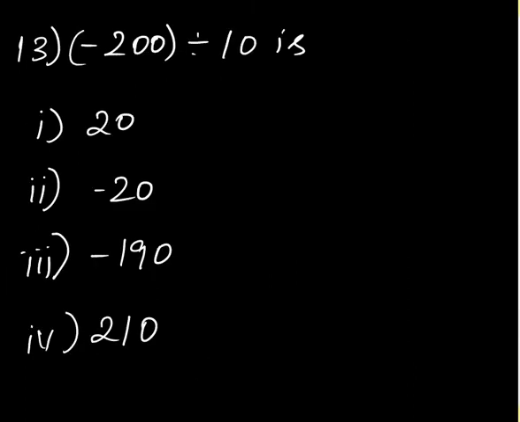13th question, minus 200 divided by 10. So we'll solve minus 200 divided by 10. 0 and 0 will get cancelled. So the answer is minus 20, which is the second option.